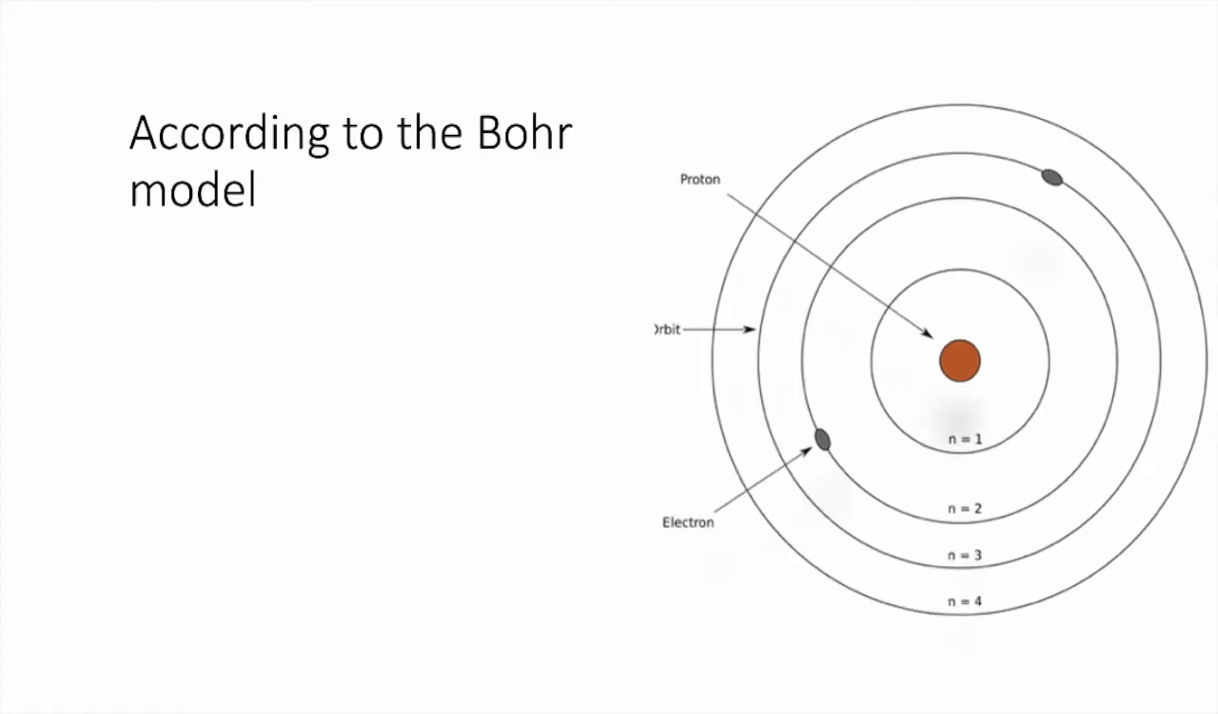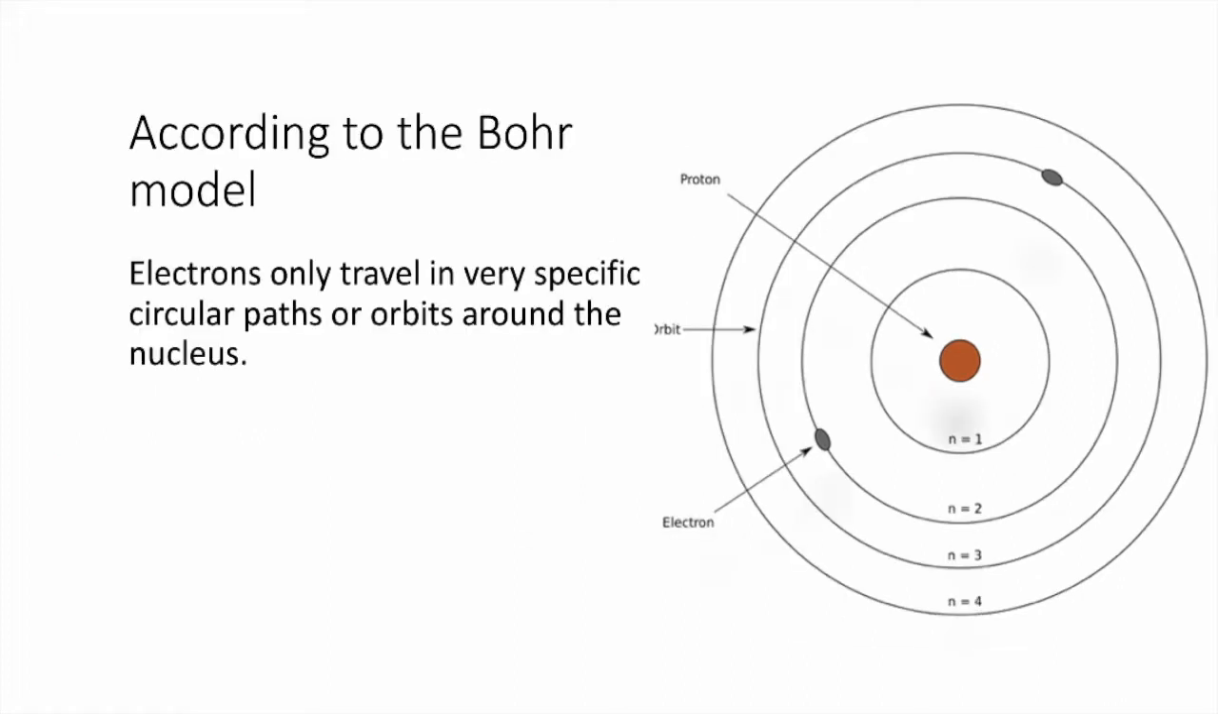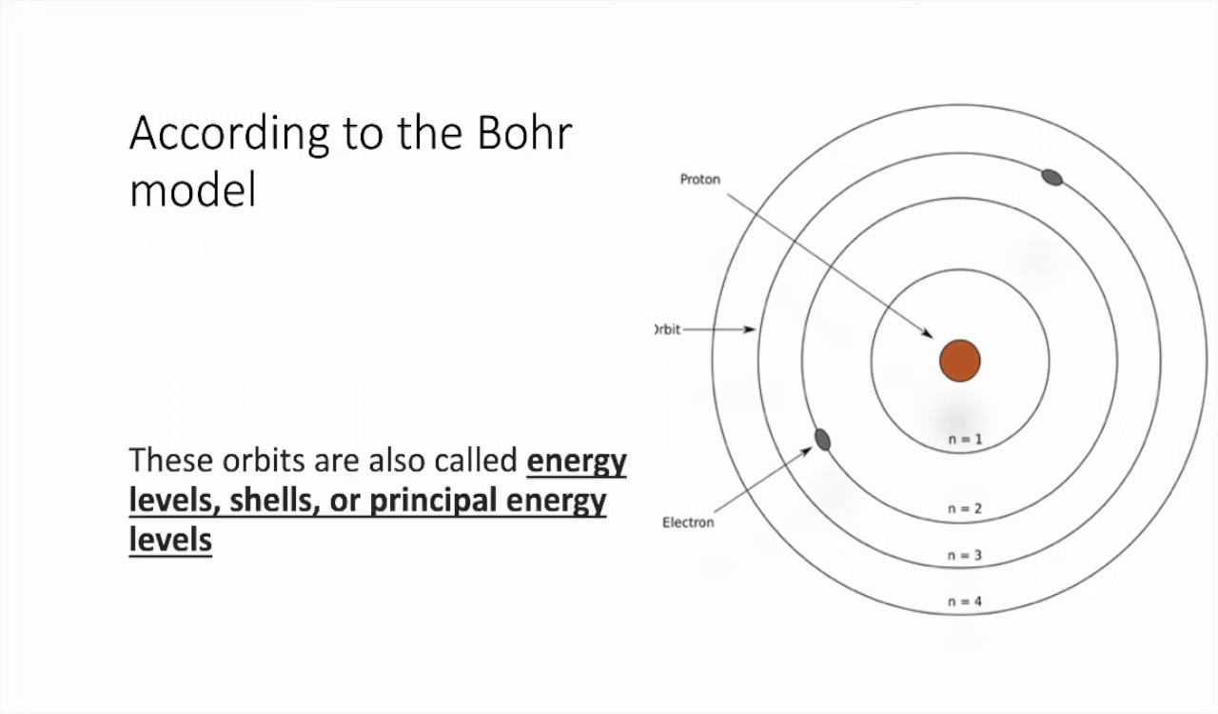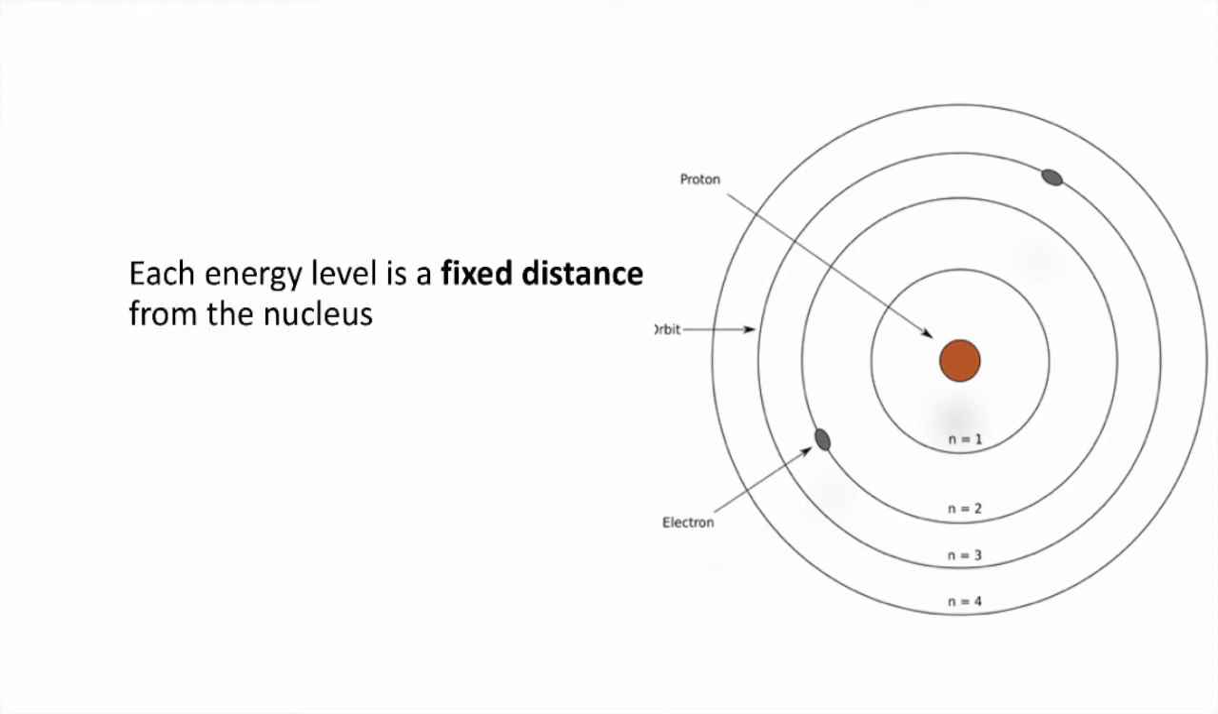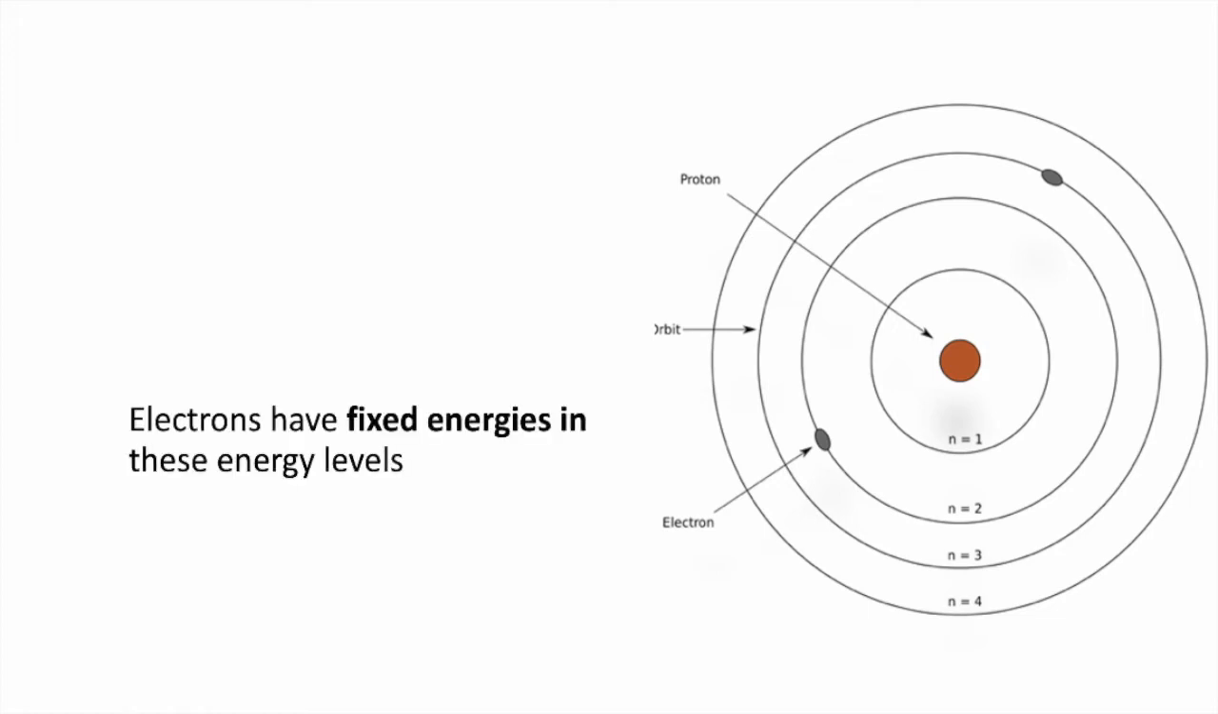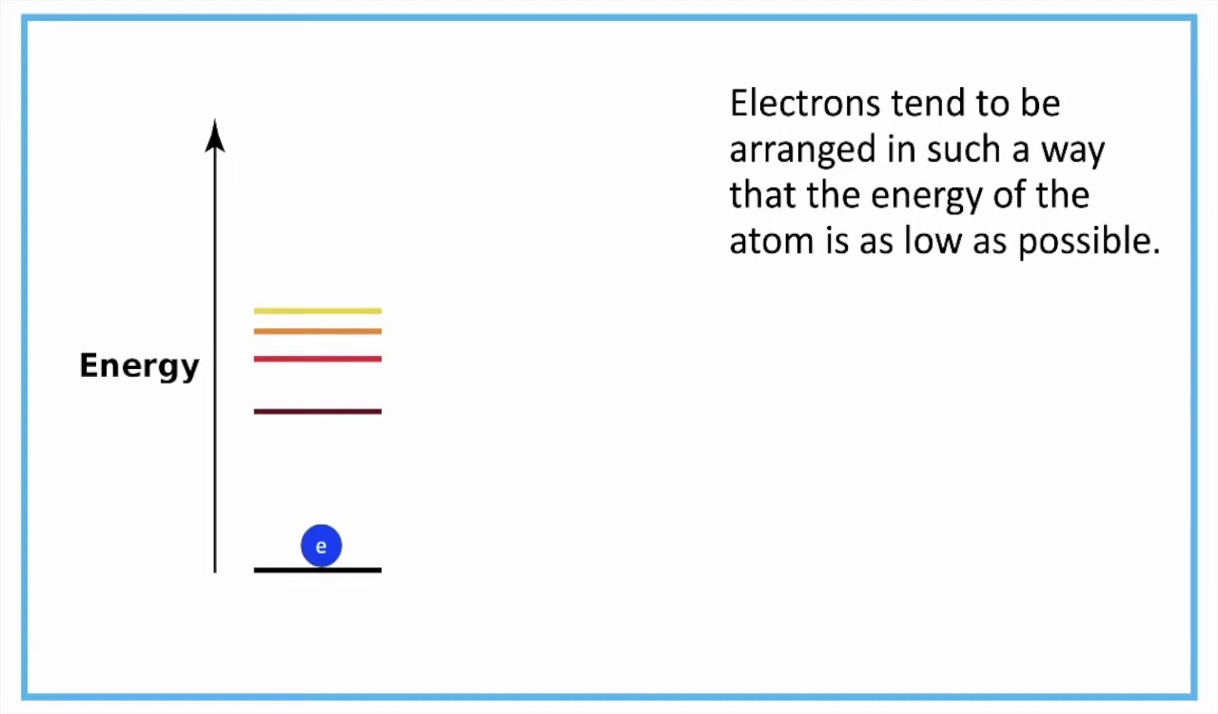According to the Bohr model of the atom, electrons only travel in very specific circular paths or orbits around the nucleus. These orbits are called energy levels, shells, or principal energy levels. Each energy level is a fixed distance from the nucleus. Electrons have fixed energies in these energy levels. Electrons tend to be arranged in such a way that the energy of the atom is as low as possible.